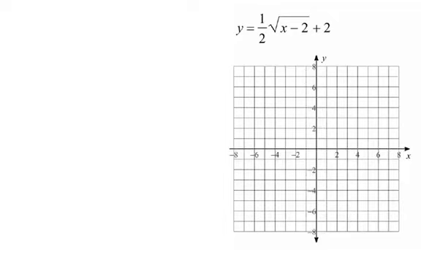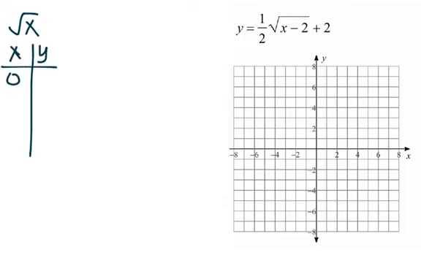All right, so for this problem, we've got 1/2 square root of x minus 2 plus 2. So as with all problems, I'm going to start with the parent function, square root of x. And I'm going to plug in 0, 1, 4, and 9. Remember, I plug in 0, 1, 4, and 9 because they're perfect squares, and they give me integers, right?